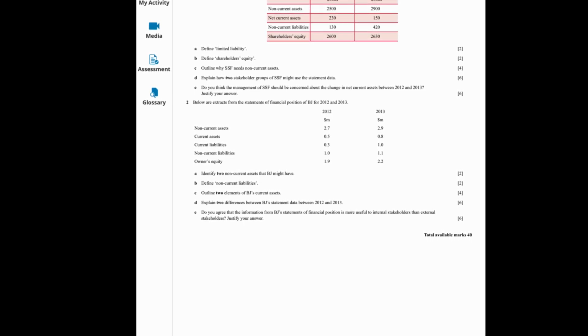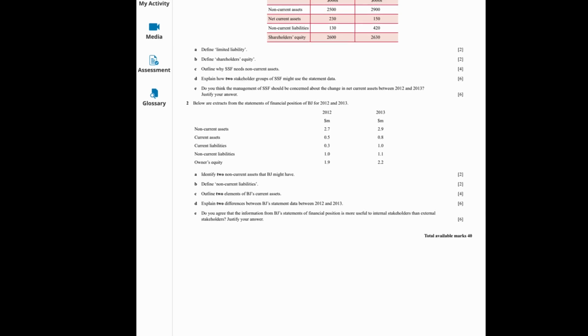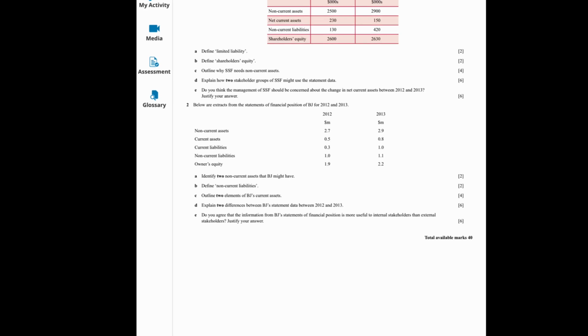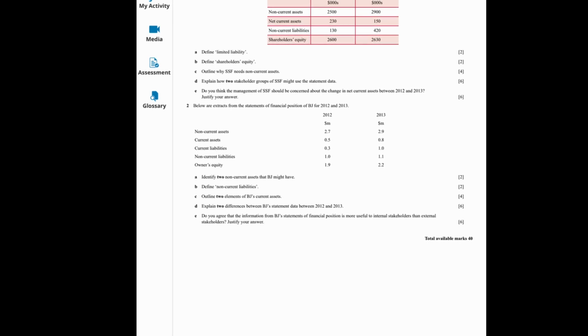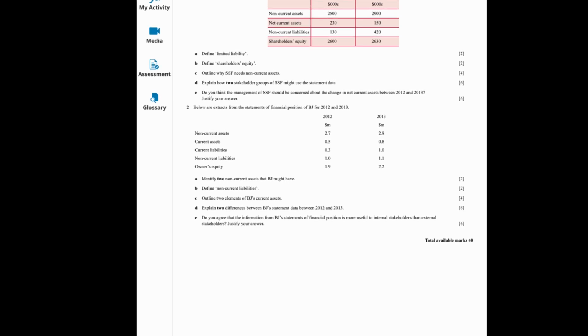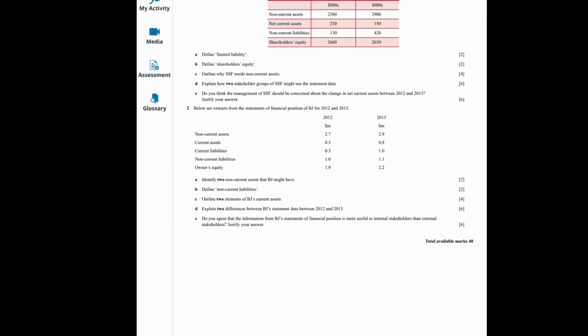That's one. Number 2, you can say shareholders. Shareholders, as owners of the company, want to know how much the business is worth. They can also see if the business is well managed, for example, does it have good working capital? So this is a total of 6 marks.